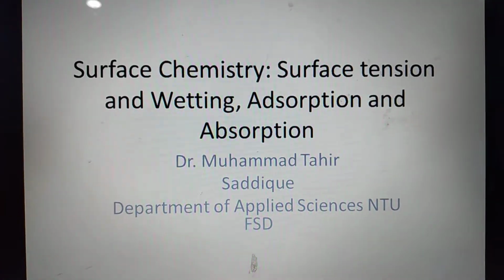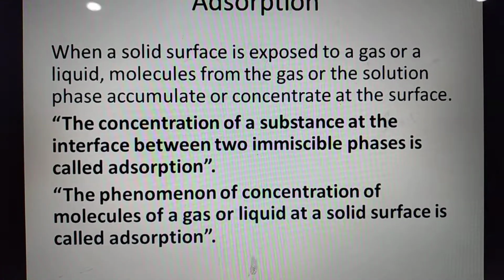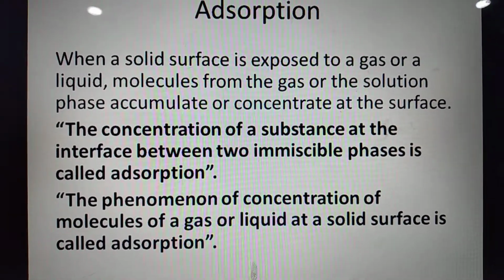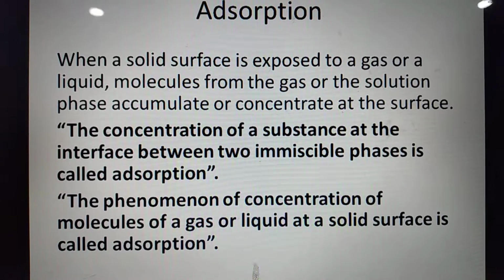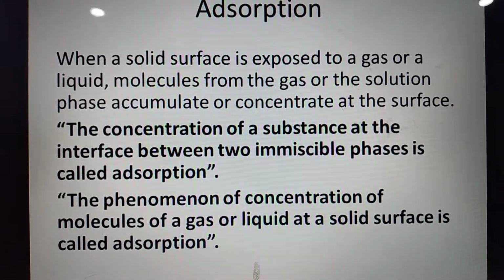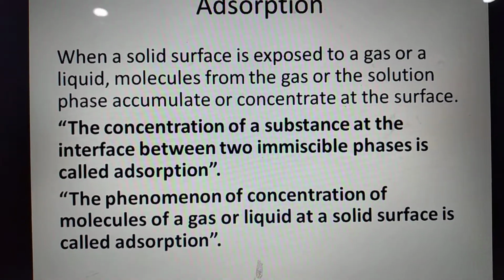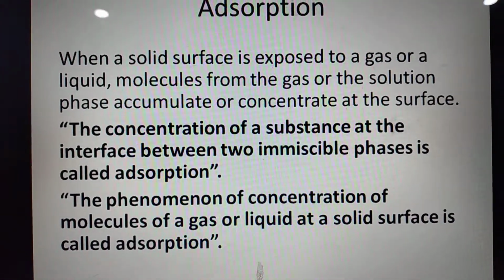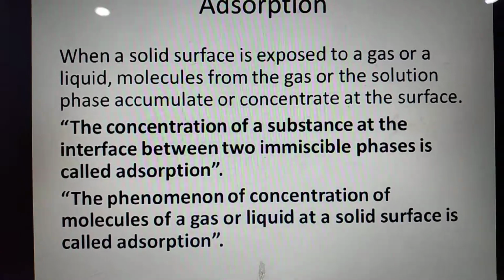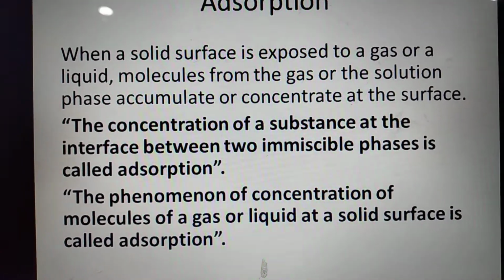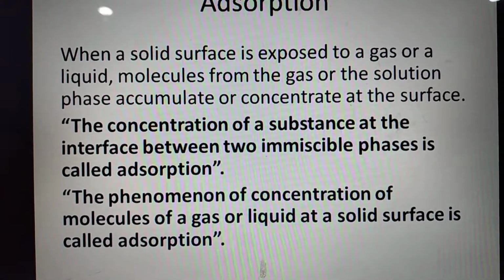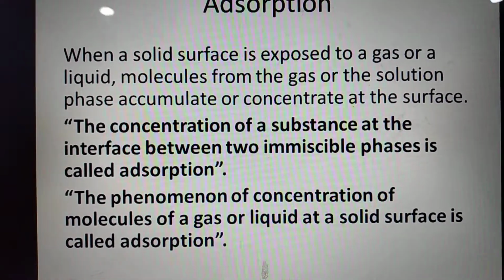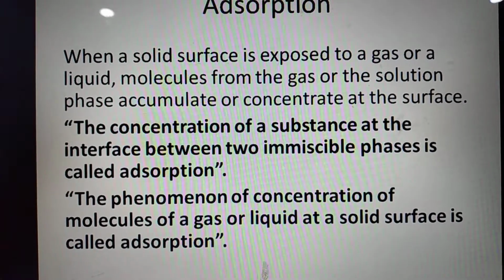When a substance is exposed to a gas or a liquid, molecules from the gas or the solution phase accumulate and concentrate at the surface. That is called adsorption. The concentration of a substance at the interface between two immiscible phases is called adsorption. The second definition is the phenomenon of concentration of the molecules of a gas or liquid at a solid surface, which is called adsorption.